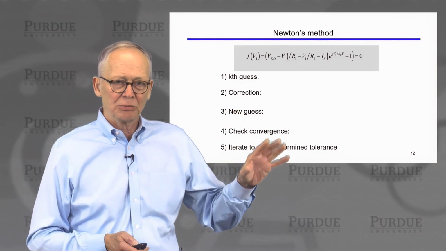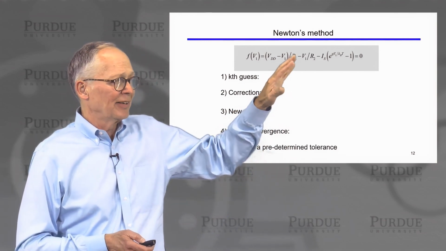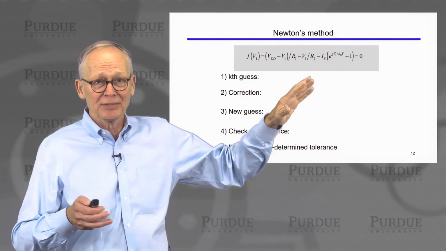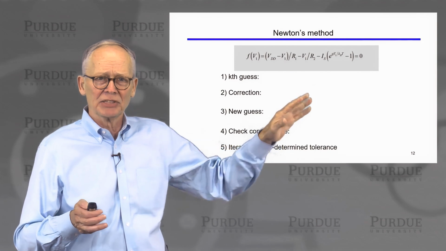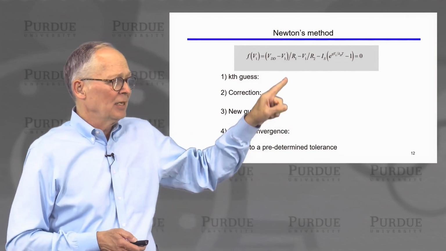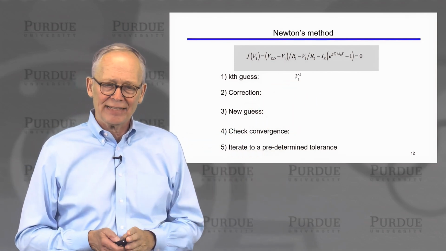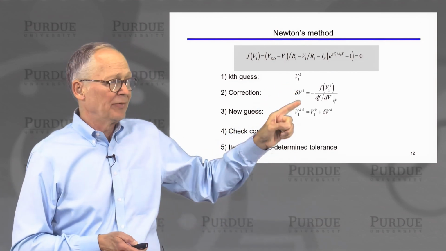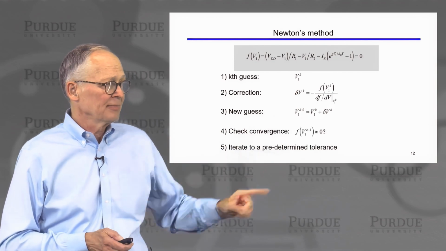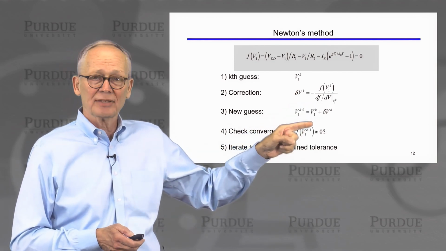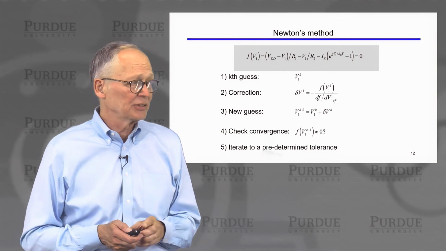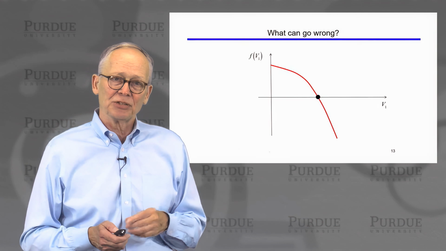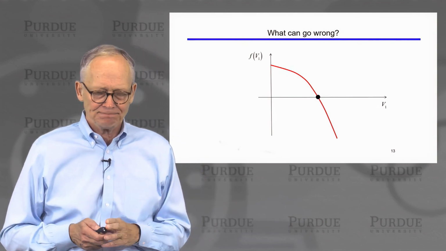Okay, so just to review the steps for Newton's method, we have a nonlinear equation. In a complicated circuit, we have to generalize this method. We'd have a system of nonlinear equations, but the same ideas apply. We make a guess, we'll call it the kth guess. We compute a correction to the kth guess. We have an improved guess for the solution. We check to see whether we're close enough to satisfying the circuit equations. If we aren't, we just continue until we reach a predetermined tolerance.